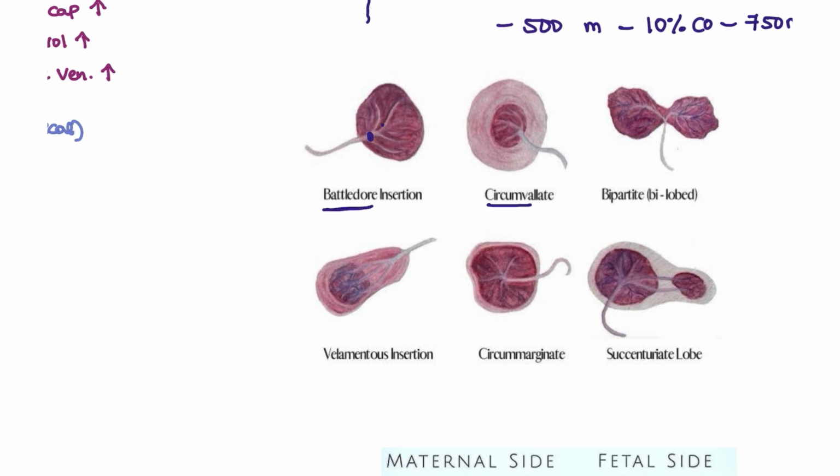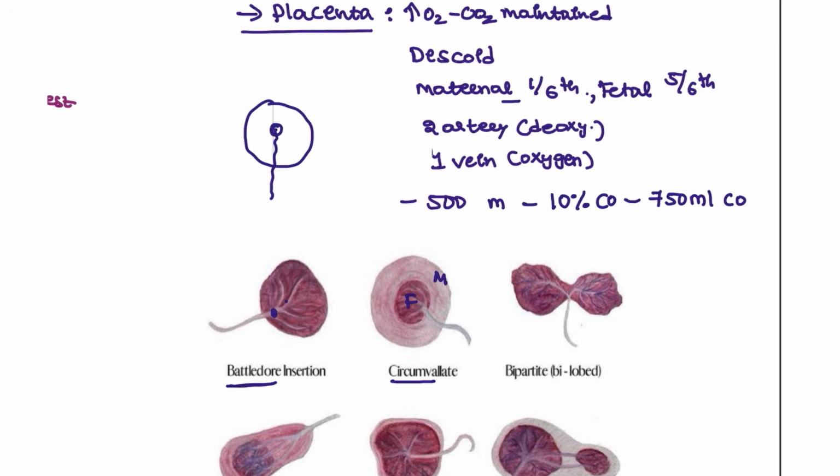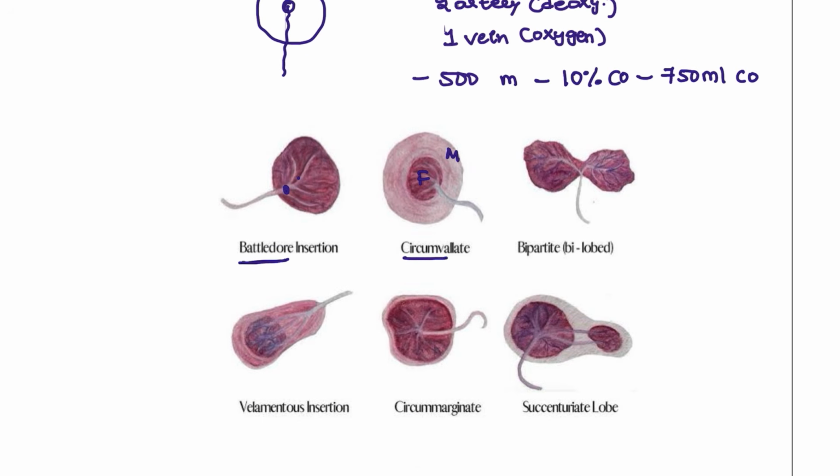Circumvallate, if you can observe, this is the fetal side, this is the maternal side. What we discussed, the maternal side is very thin, but if you can observe here, the maternal side is thick, right? The maternal side is thick. So that is what is present in the circumvallate.